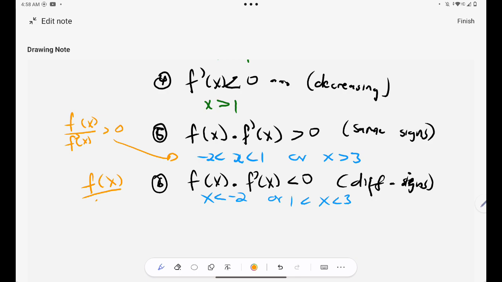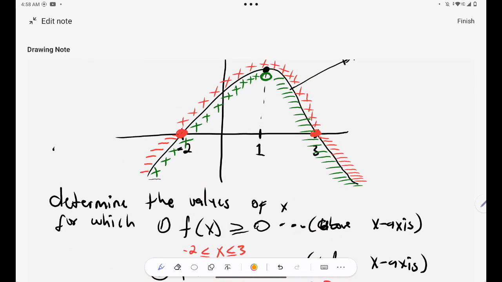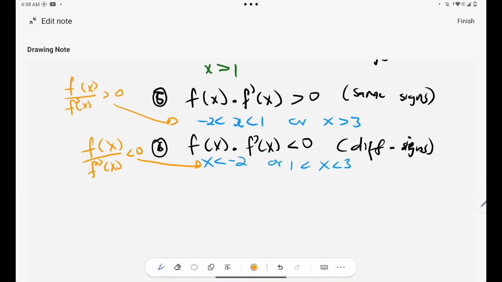Other one, f of x divided by f prime of x less than 0. You'll get the same answer. Whenever you divide two things and then you get a negative answer, it simply means the things that you are dividing have different signs. One is negative and the other one is positive. Are you together? That's how you deal with a graph interpretation, guys. Ne? That's how you deal with graph interpretations.